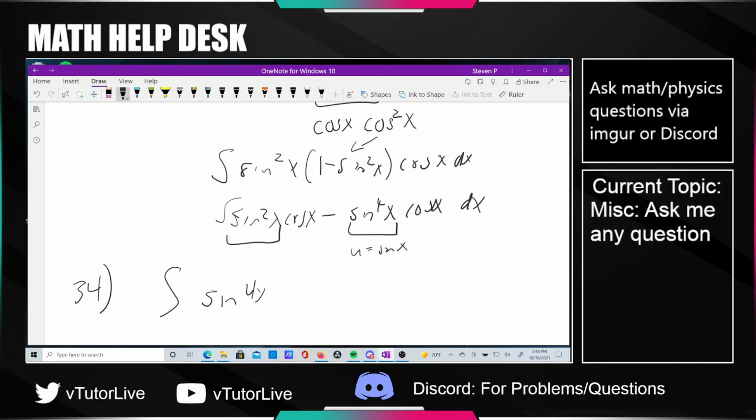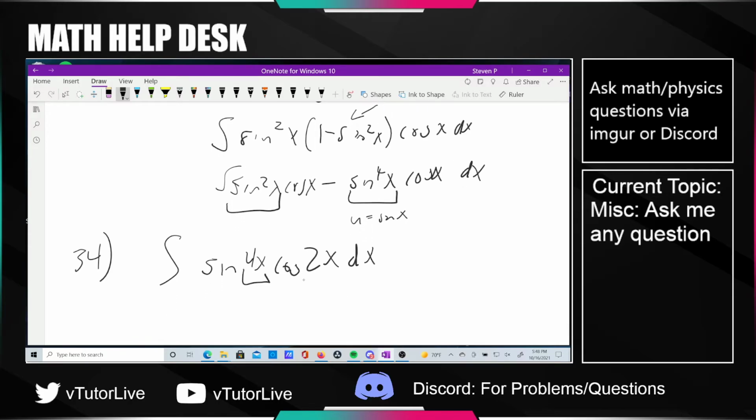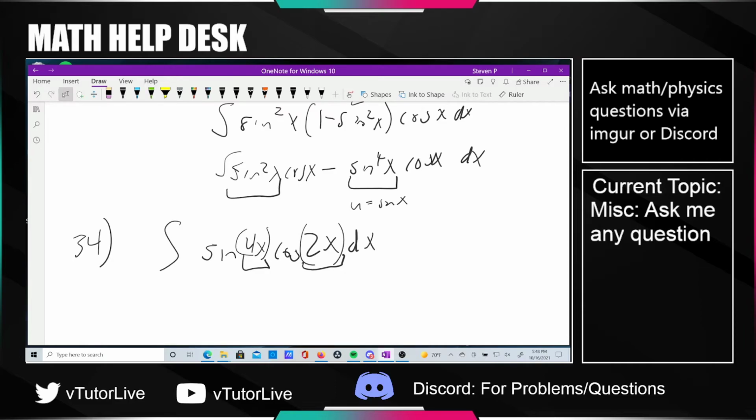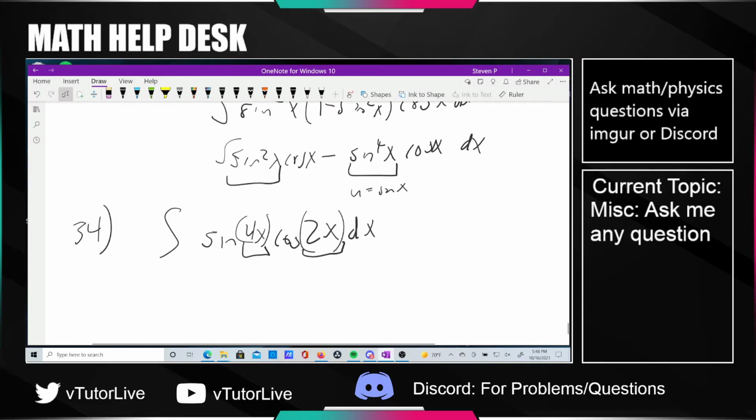Okay, sine of 4x and cosine of 2x. The fact that the arguments are different, 4x as opposed to 2x, should be screaming at you to fix this, right? I don't know how to do anything with sines and cosines multiplied together unless the arguments are basically the same. So let's try using the double angle formula, right? Sine of 2x is equal to 2 cosine x sine x.